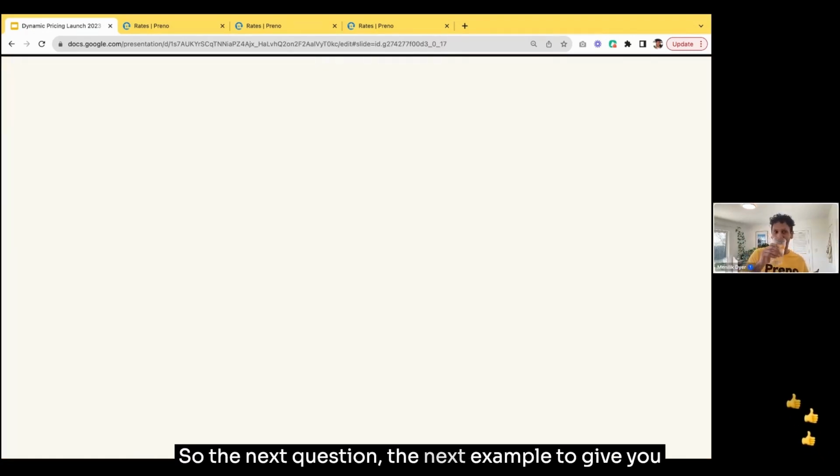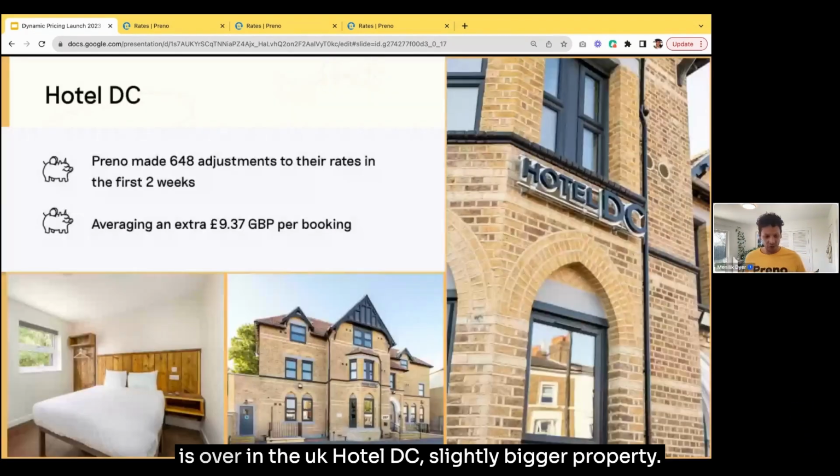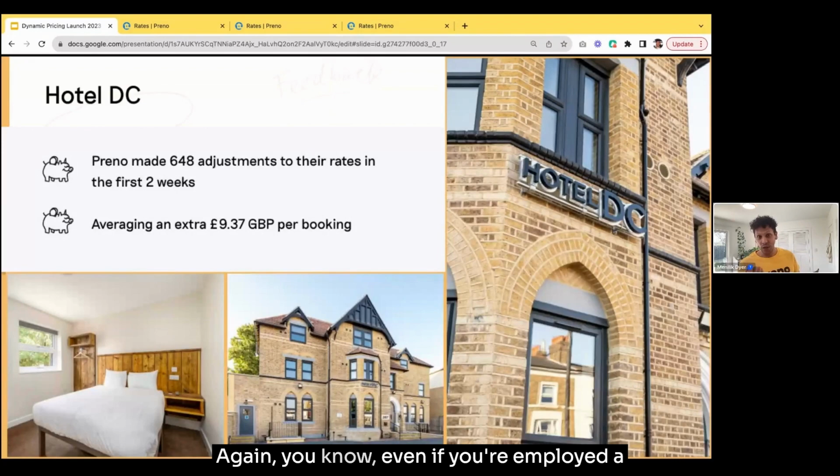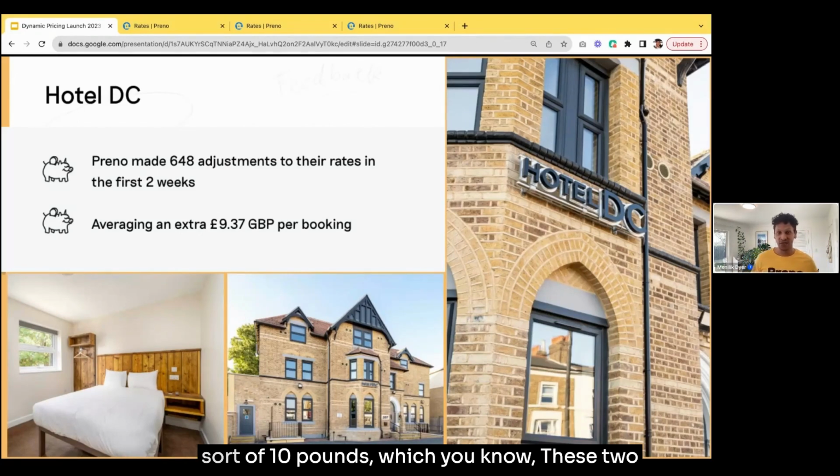The next example is over in the UK. Hotel de Sea is a slightly bigger property, but even if you employed a revenue manager full-time, there is no way they would be making 650 adjustments to your rates in the first 2 weeks. And again, this is literally just the first 2 weeks. The longer they use it, the more this product monitors your bookings, the more adjustments it will make, and the more money you will make out of the back of this. On their bookings, they generate an extra £10, which, with currency conversion, is roughly the same amount of money as the other case study.